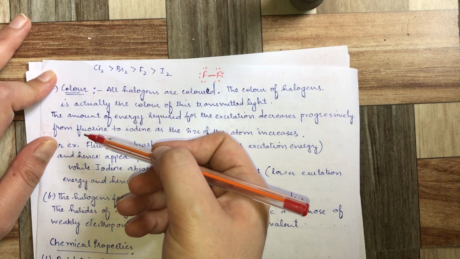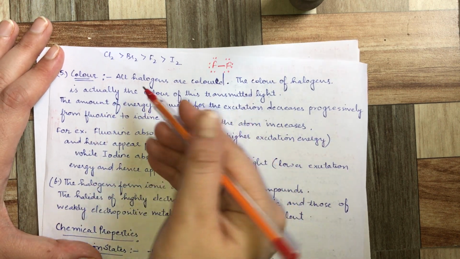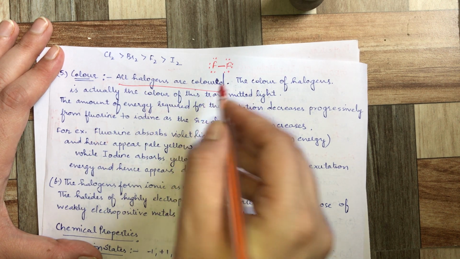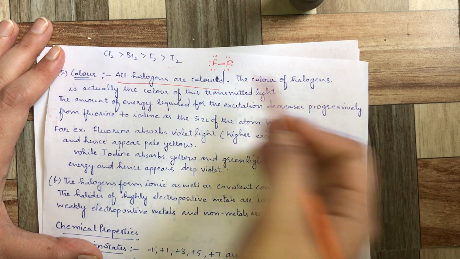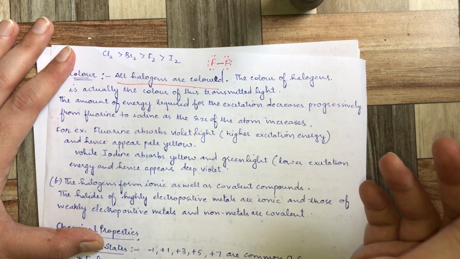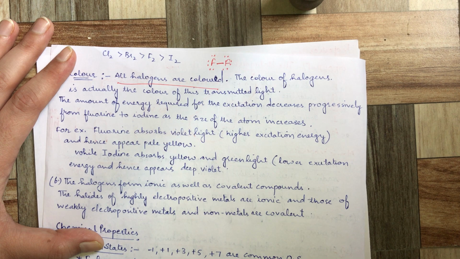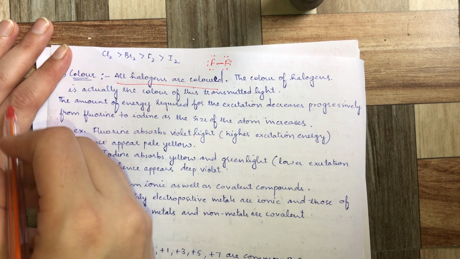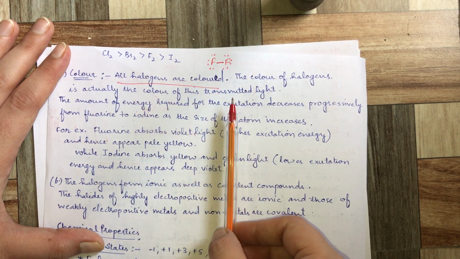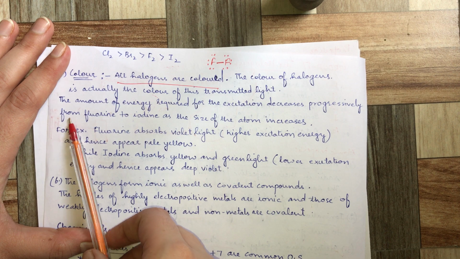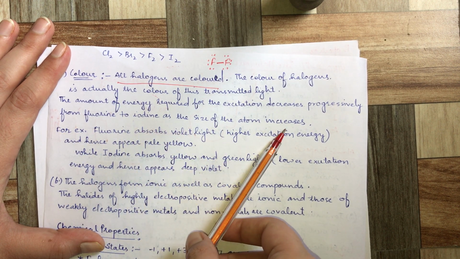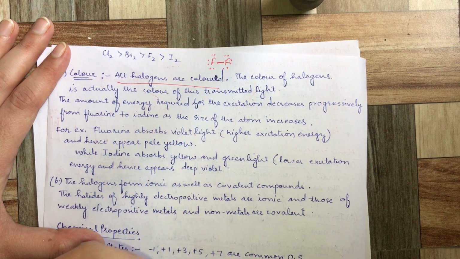Right, now we come to the next property, that is the color of the halogens. As we know, all the halogens are colored. So how does this color arise? The color of the halogens is actually the color of the transmitted light. We know that the color which we absorb, the complementary color is transmitted. It means if you absorb red color, blue color will be transmitted. The amount of energy required for the excitation decreases progressively from fluorine to iodine as the size of the atom increases. See, what does this mean?